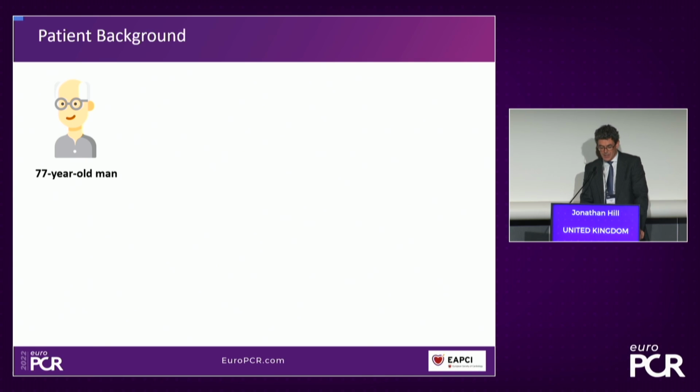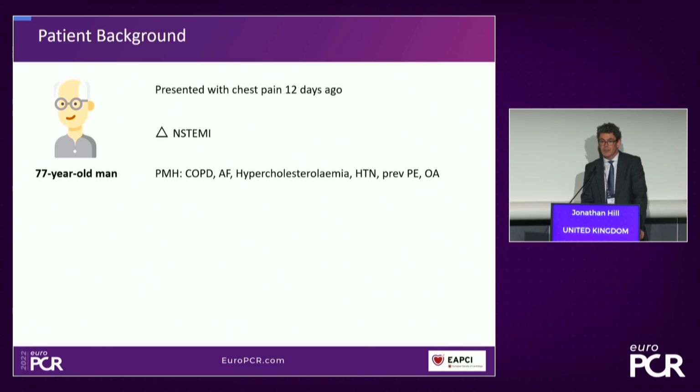The case is a 77-year-old man with a history of chest pain, NSTEMI presentation, and some significant comorbidities: COPD, AF, and the typical risk factors, and a past history of pulmonary embolism.